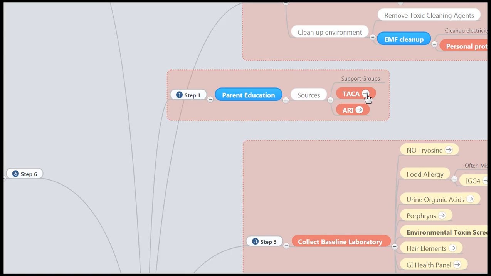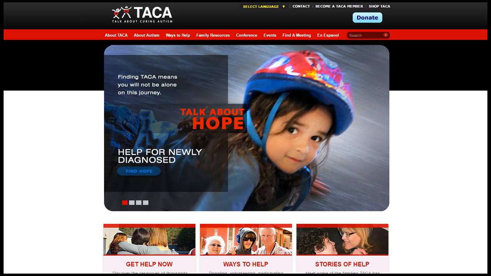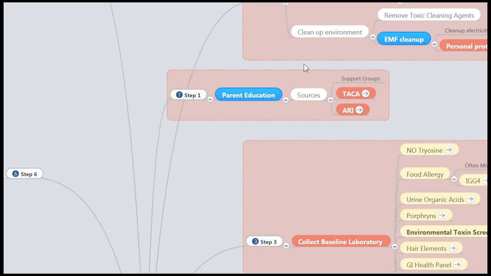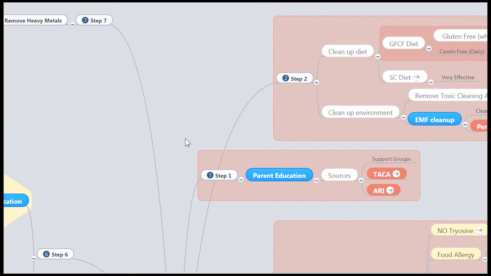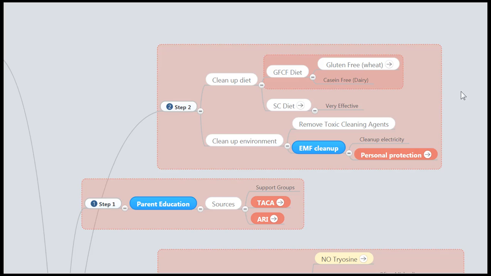With these two organizations, TACA will give you lots of information, and if you click on anything that has an arrow, that's a link. And this is Autism Research Institute, and there is a wealth of information on both of these. It will take weeks to go through all the information there. So what do you do to help your child?